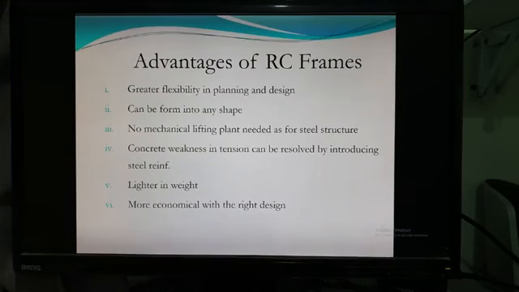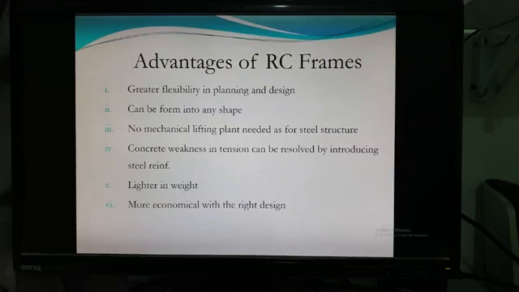No mechanical lifting plant needed as for steel structure, because the steel structure is basically a dry construction, and it needs a lot of lifting, but it doesn't mean that the concrete does not need any type of lifting. Sometimes they use cranes to lift buckets of concrete into position. But if we are dealing with a lot of volume of concrete, we might want to use a concrete pump.